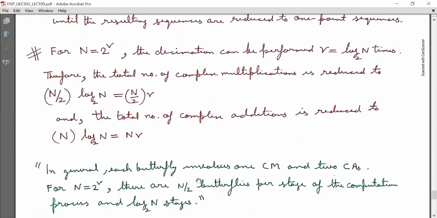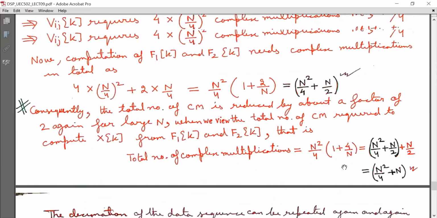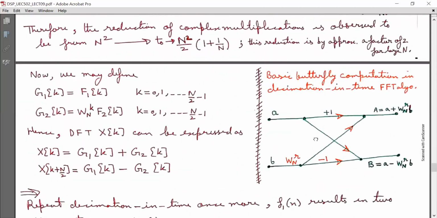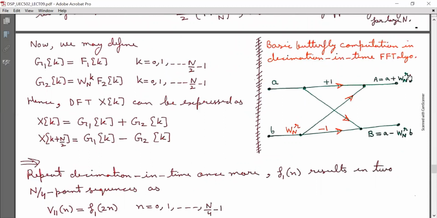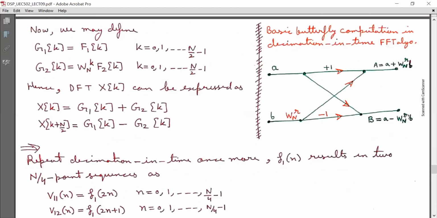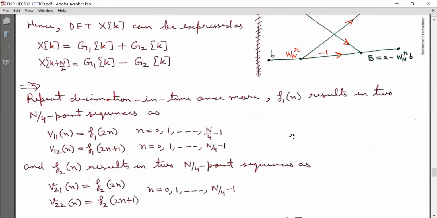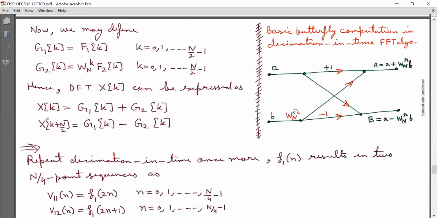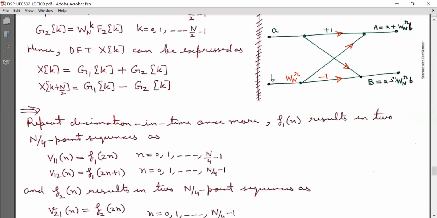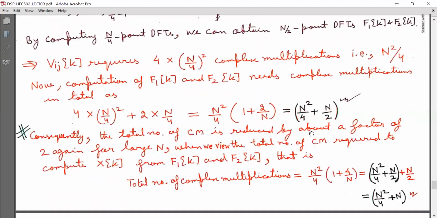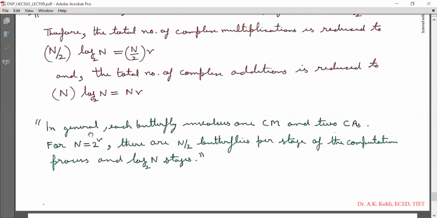In general, each butterfly involves one complex multiplication and 2 complex additions. Looking at the butterfly, one complex multiplication, b into W raised to power r with base n, and 2 complex additions. So 1 complex multiplication and 2 complex additions in each butterfly.